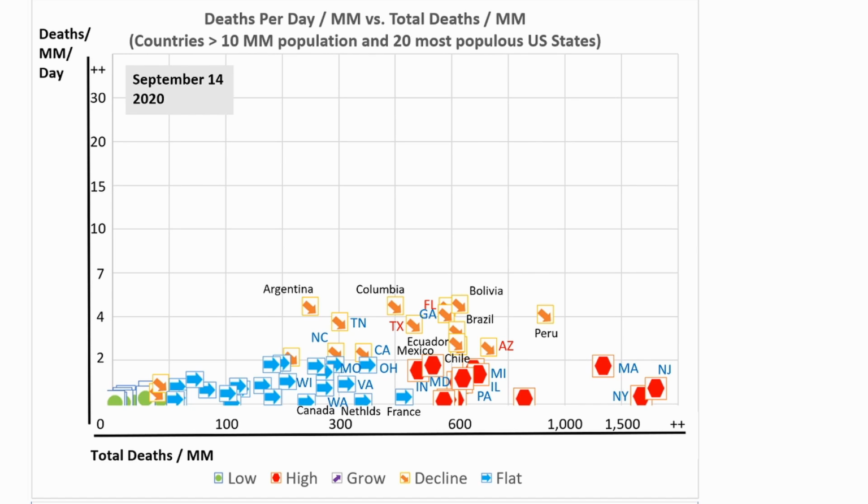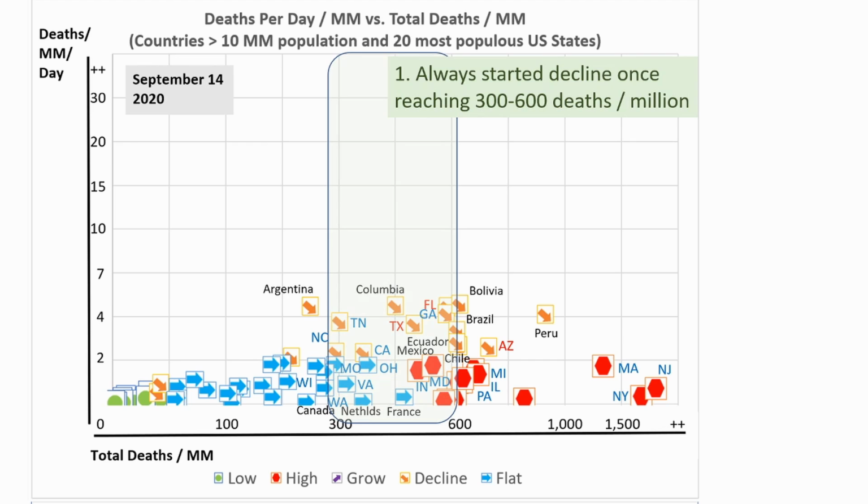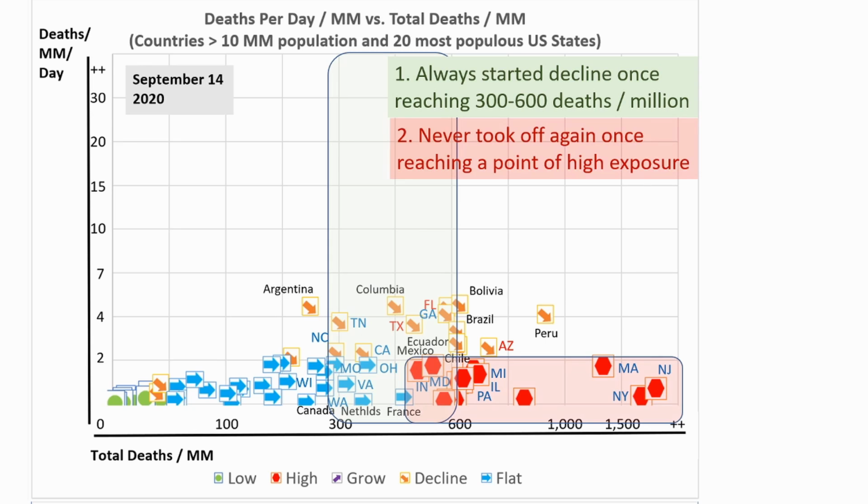When you look at all the data across every country and every state, three things strike you. First, deaths always seem to decline once the epidemic has reached 300 to 600 deaths per million. Second, once a geography has reached a level of high exposure, it is never taken off again in a sustained way. And third, the 20 largest US states appear to be nearing a point of high exposure.